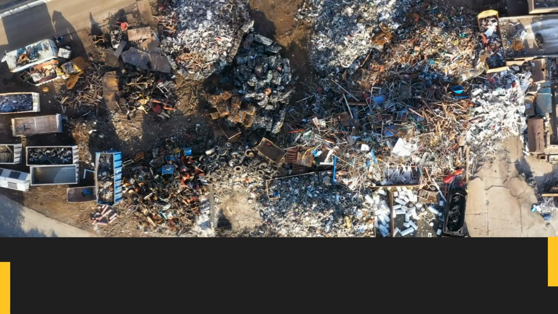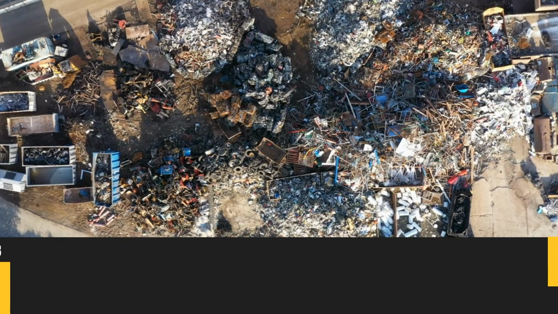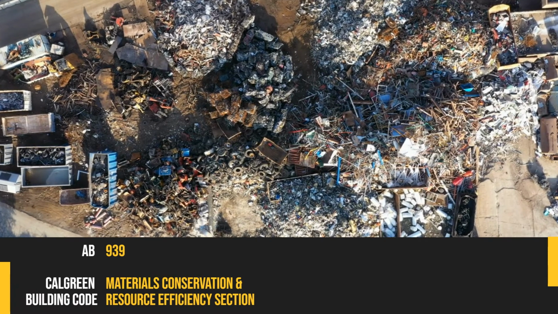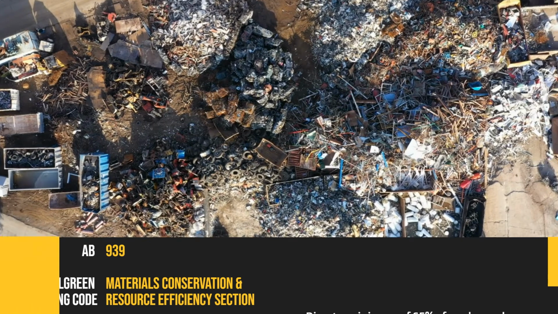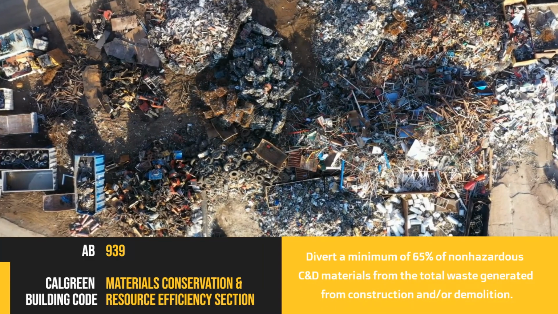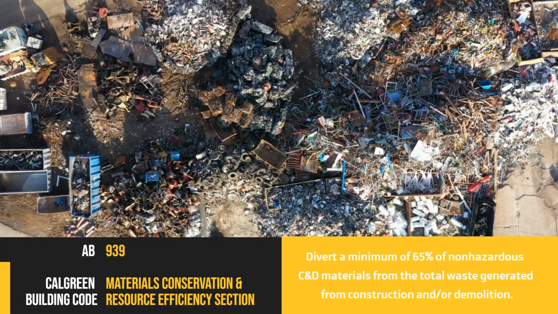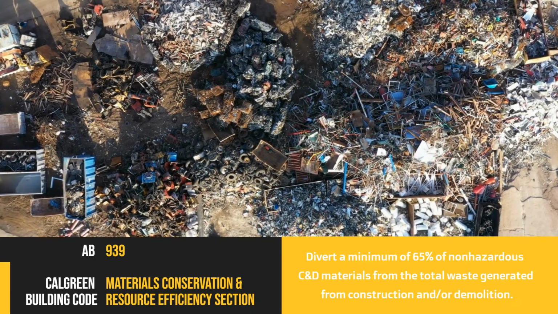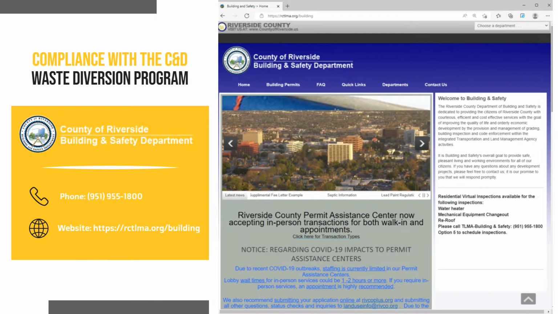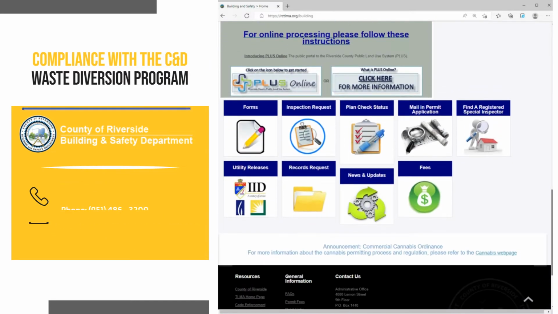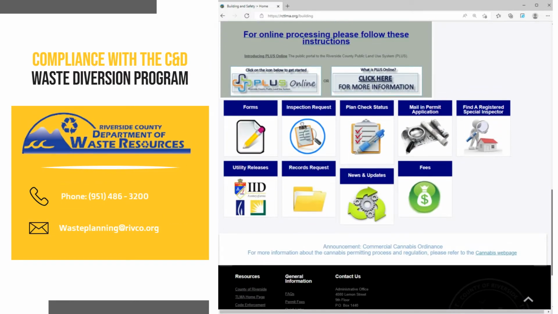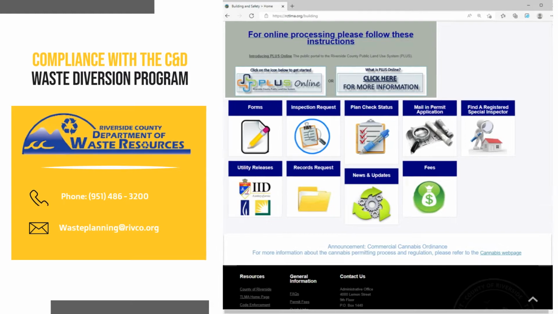The C&D Waste Diversion Program is a county program designed to comply with AB 939 and the CalGreen Building Code, Materials Conservation and Resource Efficiency section. The program requires applicants to divert a minimum of 65% of non-hazardous C&D materials from the total waste generated from construction and/or demolition. Anyone applying for a building and/or a demolition permit within Riverside County will be instructed by the Department of Building and Safety upon application submittal to contact the Department of Waste Resources to determine if the applicant will be required to comply with the C&D Waste Diversion Program.